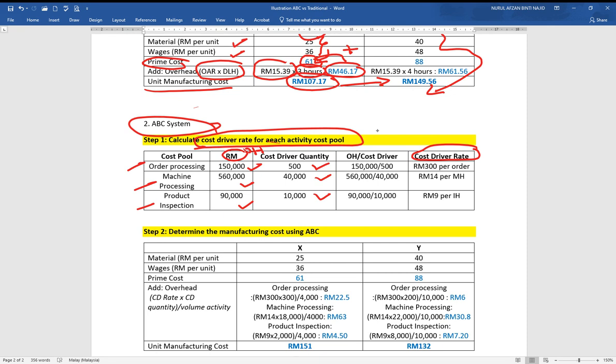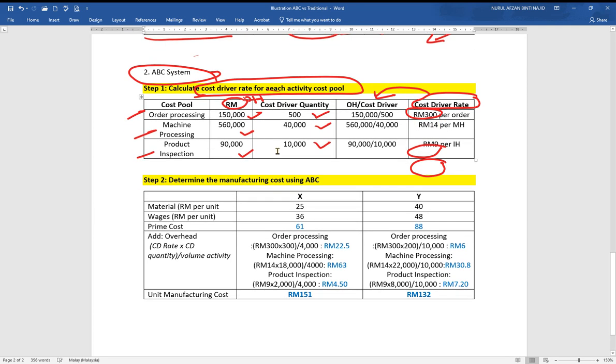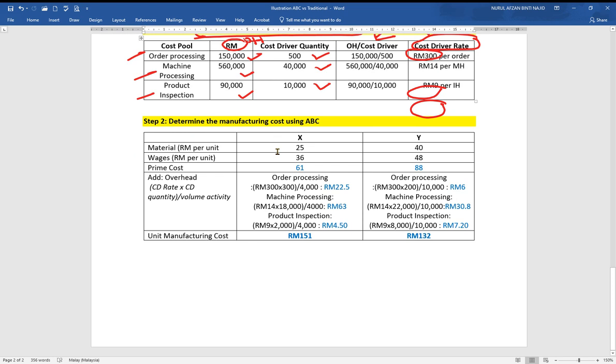So how to calculate the cost driver rate? From this formula, overhead divided by cost driver quantity. Okay, so cost driver rate is overhead divided by cost driver quantity. So we will get 300 per order for order processing, 14 ringgit per machine hour and 9 ringgit for inspection, per inspection hour. Alright. Now, once you get the cost driver rate, you need to determine the manufacturing cost using the ABC approach.